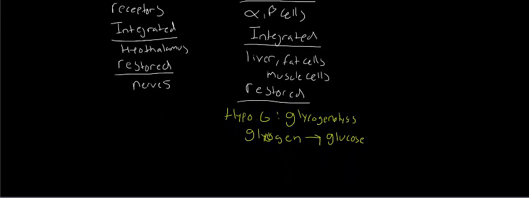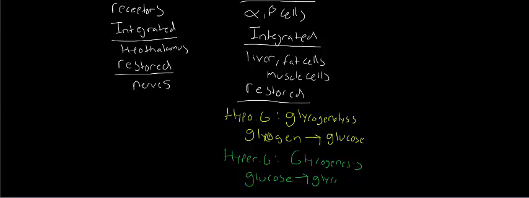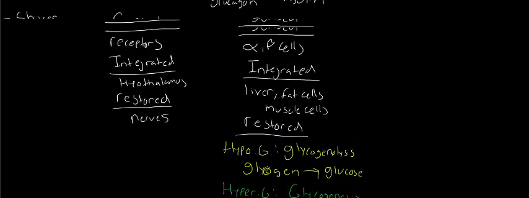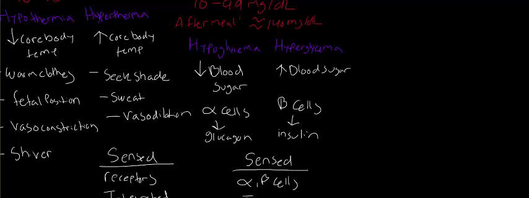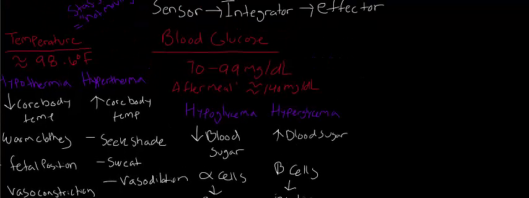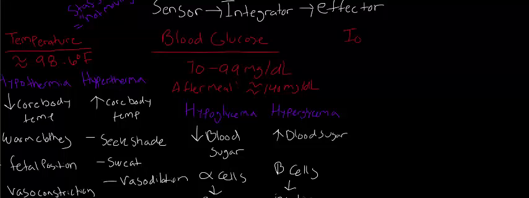And in hyperglycemia, we undergo a process called glycogenesis. And it takes the excess glucose that we have and transforms it into glycogen. So now that we've discussed temperature and blood glucose, let's move on to ionized calcium.